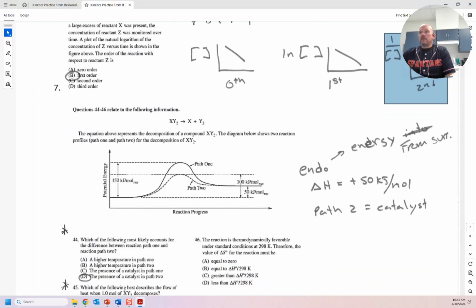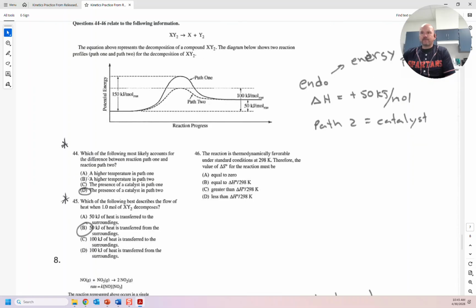So the first question is just asking about path 2, and we already answered it. It's the presence of the catalyst, right? That's what a catalyst does. Lowers the activation energy. And then 45 is more maybe of a unit 3 question, unit 6 question, thermodynamics, but exothermic. We know it's endothermic. Remember, that means energy is absorbed from where? It's coming from the surroundings into the system. So this is asking what the energy transfer is.